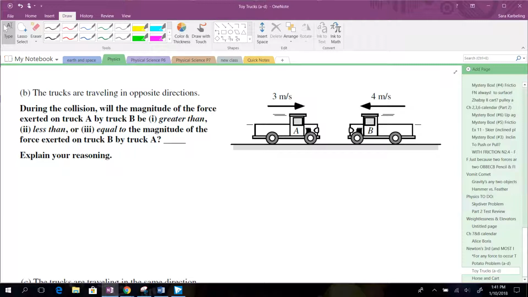Wouldn't it still be the same? Yeah, that's what I'm saying. It's still gonna be the same. Good. Look at you, learning physics.